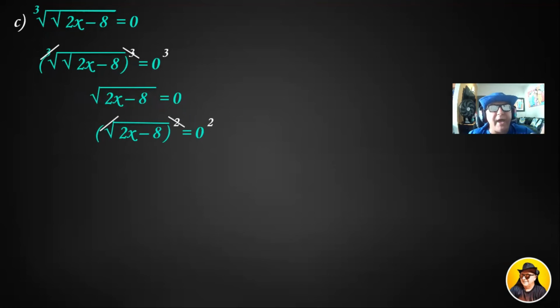So what remains? 2x minus 8 equals, well, 0 to the cube is 0 times 0 times 0, which is 0. And 0 squared is 0 times 0, that is 0 as well. So I have that 2x minus 8 is 0. That negative 8 comes to the right side positively. So I have 2x is 8. And that number 2 comes to the right side dividing. So x is 8 divided by 2, that is 4. So x is supposed to be 4.